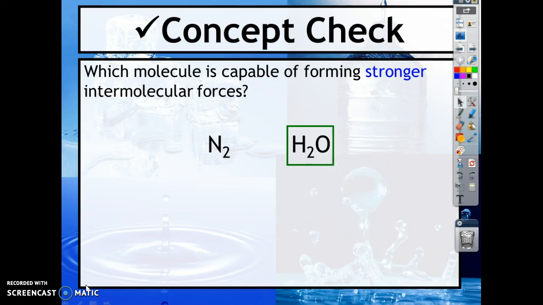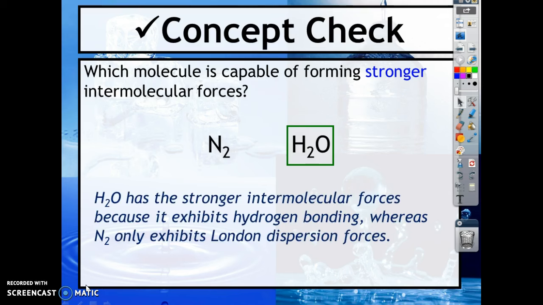Let's think about it. N2, or nitrogen gas, is only going to exhibit London dispersion forces, which, if you recall, are the forces caused by moving electrons. Water, on the other hand, could have some of those dispersion forces, but it's also going to have hydrogen bonding. So it has to be stronger because hydrogen bonding is the strongest.